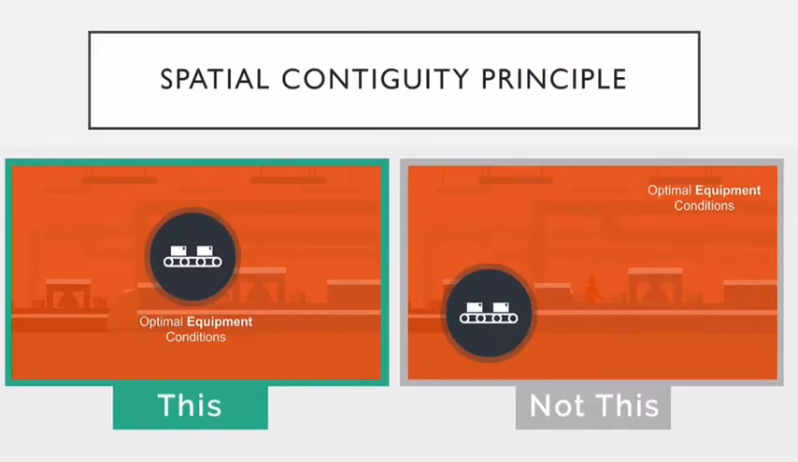So the fourth principle is the spatial contiguity principle. Contiguity means close or touching. So that basically means putting things close together in space. So what we really mean here is grouping related information together. And that's because our working memory is limited, but we retain things better in chunks.